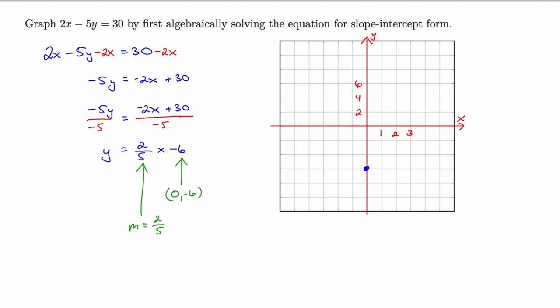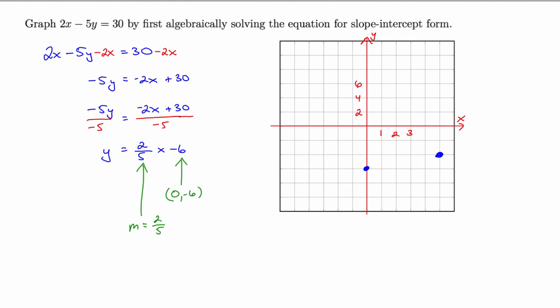And from this point, I still need to count up 2 to the right 5, but we need to remember going up 2 really means going up 1 tick mark. So up 2 is 1 tick mark, and then to the right 5 tick marks, 1, 2, 3, 4, 5. So it gives me a new point over at 5, negative 4.